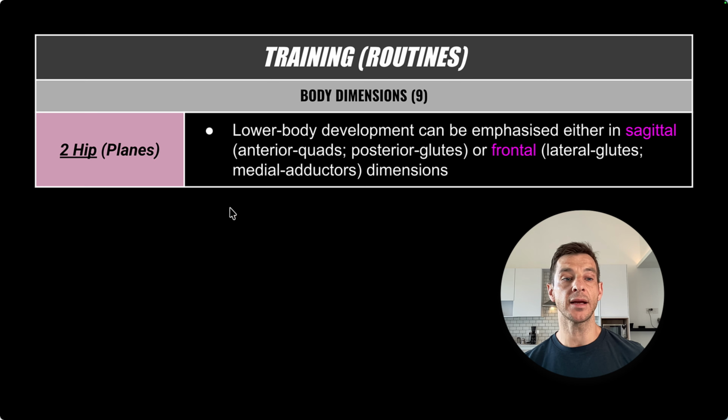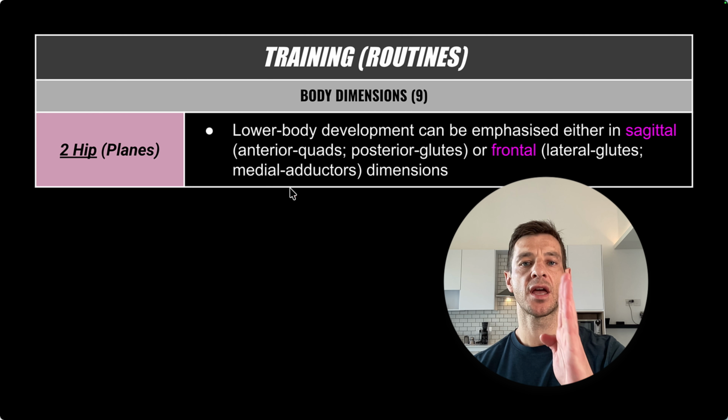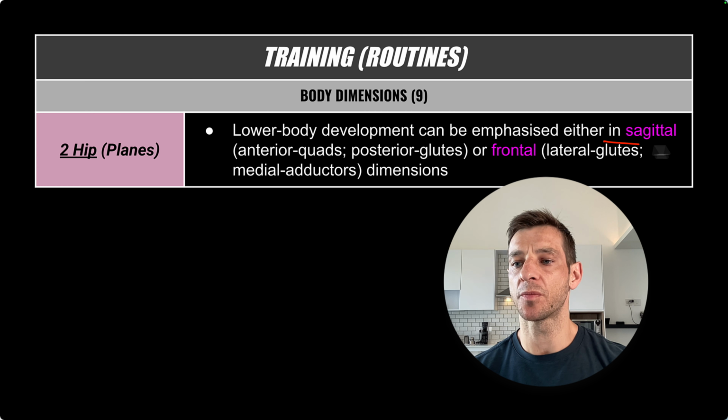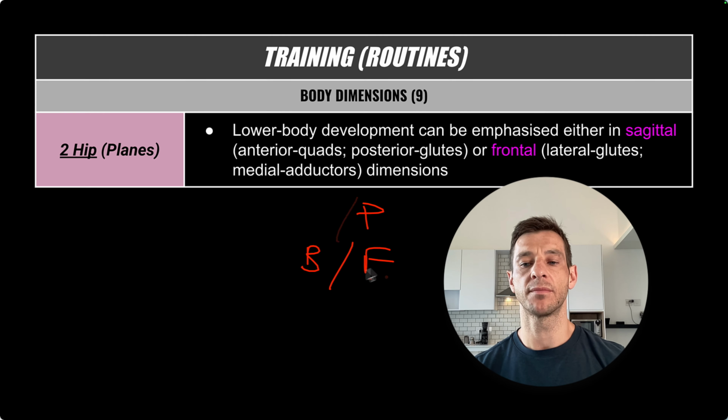So for our first domain, it's all about lower body development. And when it comes to lower body development, I think in terms of hip planes. A body plane is nothing but an imaginary flat surface that divides the body into different sections. So the sagittal plane will divide the body into left and right sections. The frontal plane will divide the body into anterior and posterior, or back and front sections.